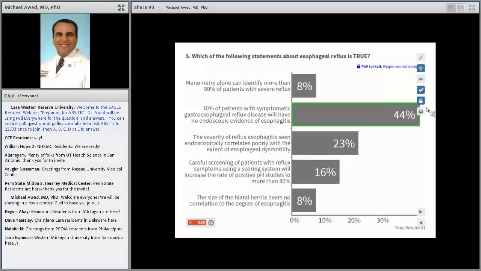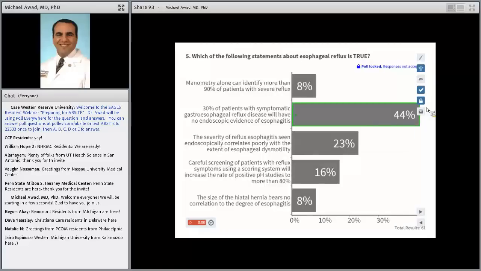The third one, it actually is not quite true. The severity of the reflux does correlate with the extent of esophageal dysmotility, as people with long-standing reflux can have significant dysmotility.